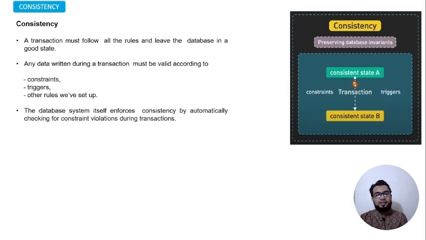Consistency. A transaction must follow all the rules and leave the database in a good state. Any data written during a transaction must be valid according to constraints, triggers, and other rules that we have actually set up. The database system itself enforces consistency by automatically checking for constraint violations during the transaction.